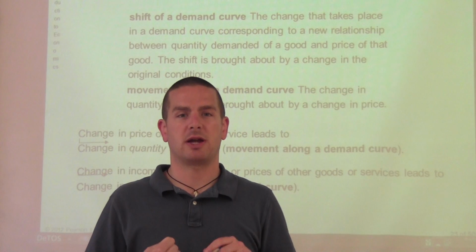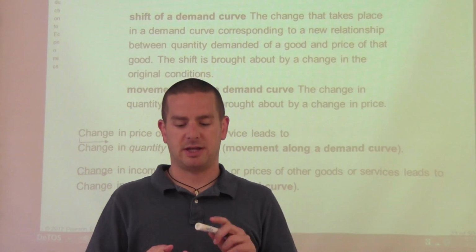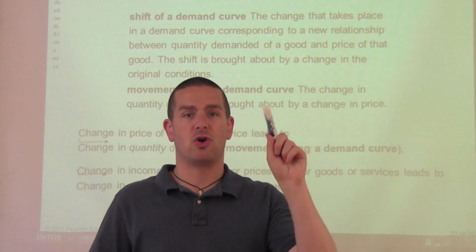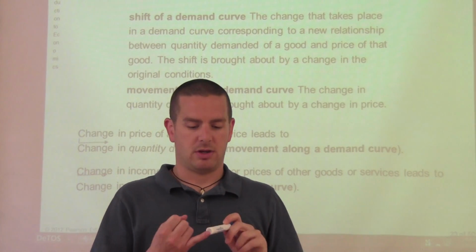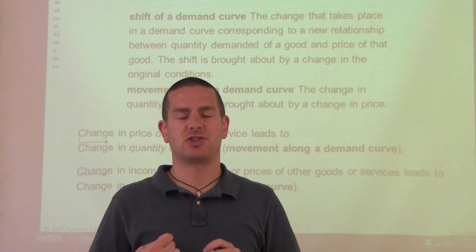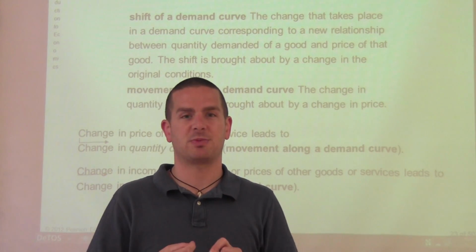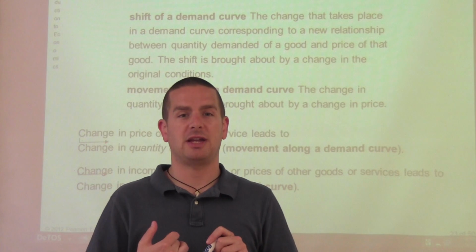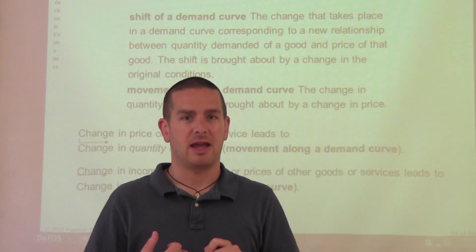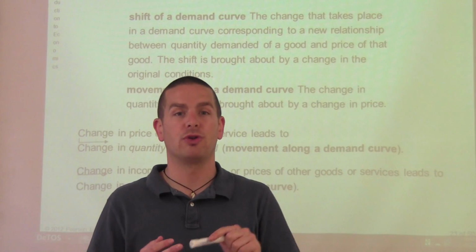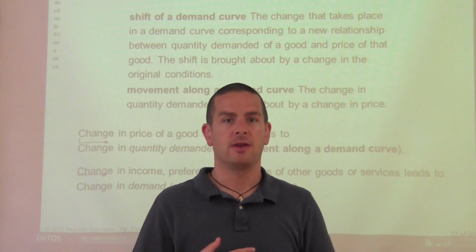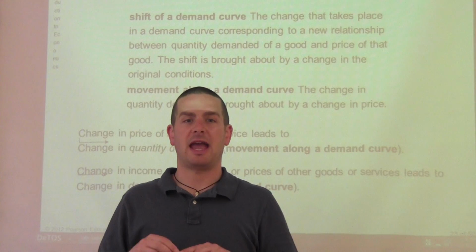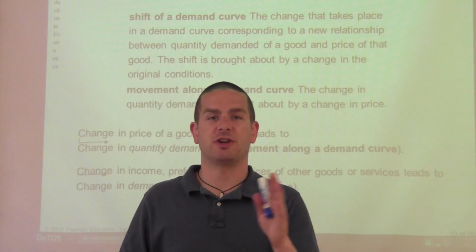If there's a change in price, then it's a change in quantity demanded, and you move along the curve. On the other hand, if anything else changes, such as income, tastes, preferences, expectations, then it's a change of demand, and that's a shift of the whole demand curve. Right? So changing price, movement along the curve. Anything else, shift the curve.